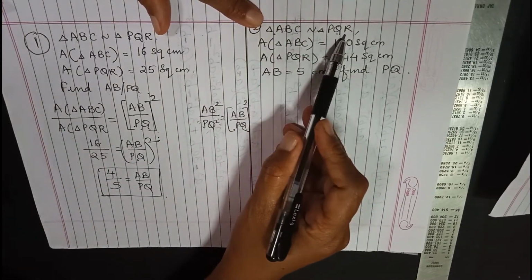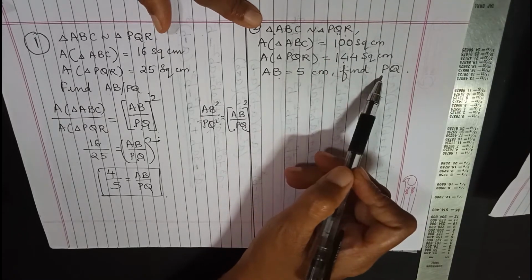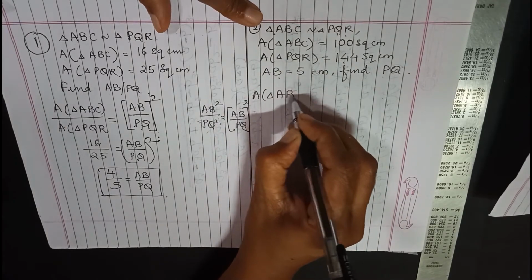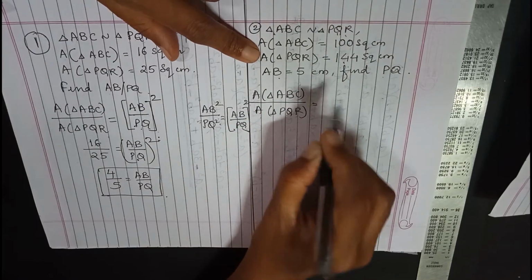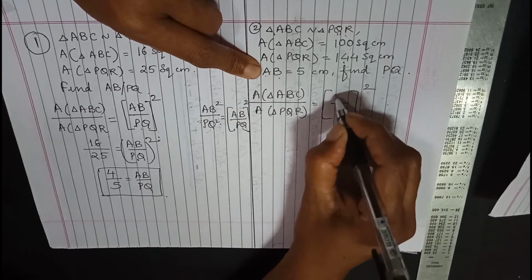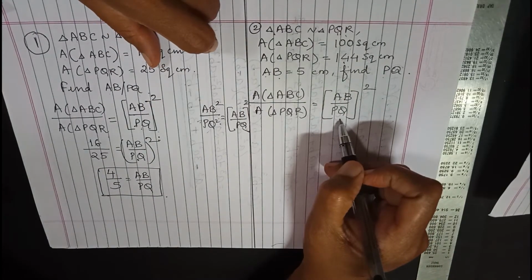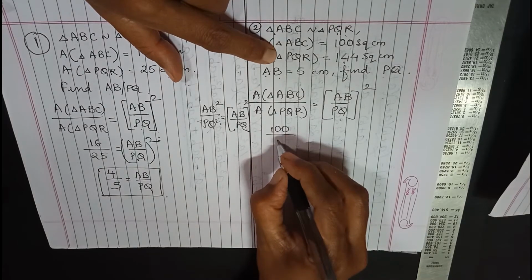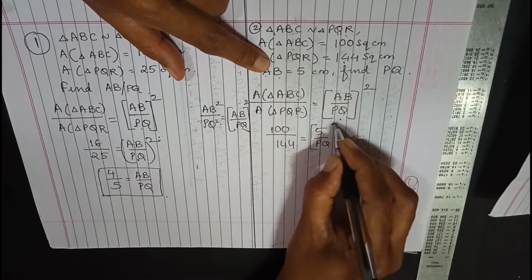Here again the two triangles are given similar. The areas of both the triangles are given and one side is given. We have to find out the other side. Method is the same. Let's write the area of the first triangle divided by the area of the second triangle. Now AB is given, so we will use a ratio of corresponding sides AB, and AB corresponds to PQ. So this is again the theorem of areas of similar triangle. Let's put the values. 100 upon PQR is given 144, AB is given 5 upon PQ the whole square.